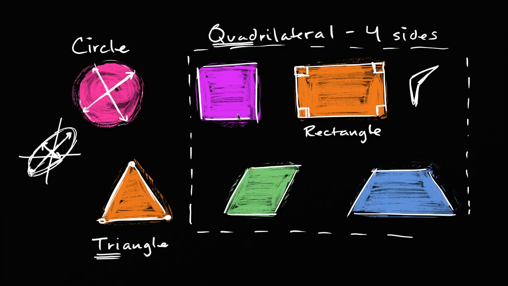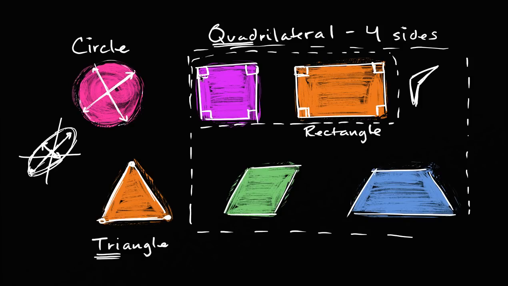This isn't a rectangle. What about this? Well, I can put little squares in the corner. Or I could see that all the corners are right angles. So this actually is a rectangle as well. So these are both rectangles. Now you might recognize this purple one on the left as a special type of rectangle.